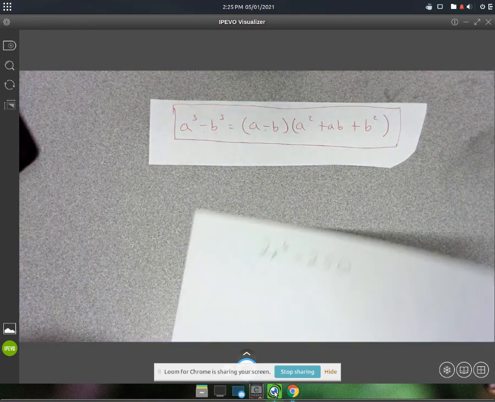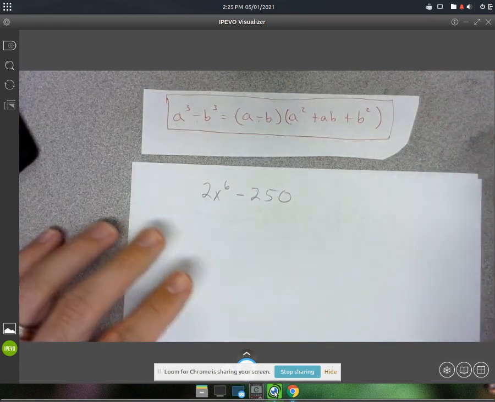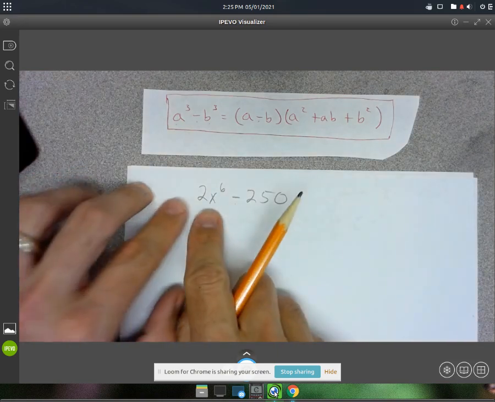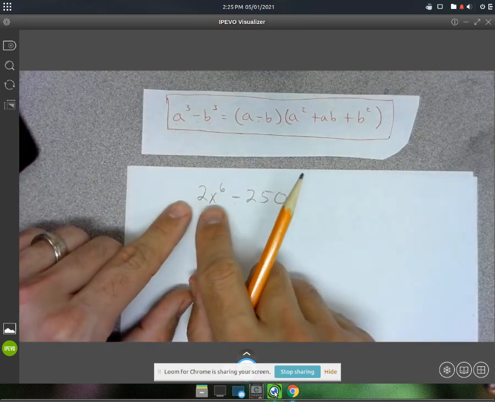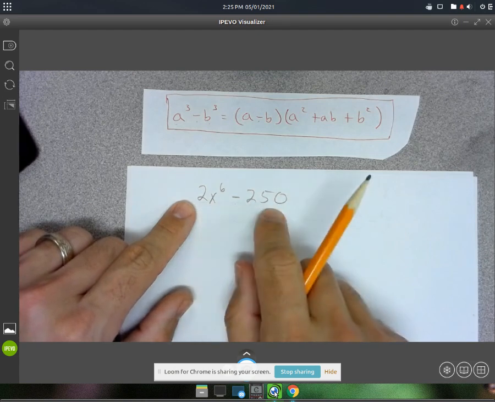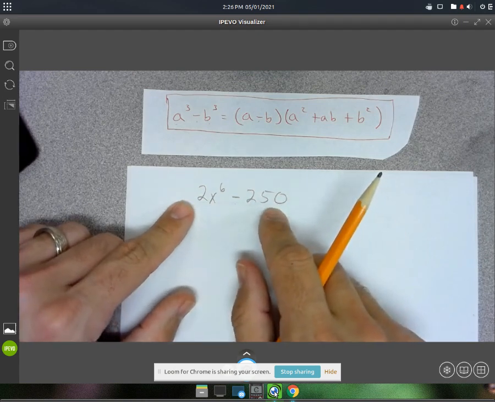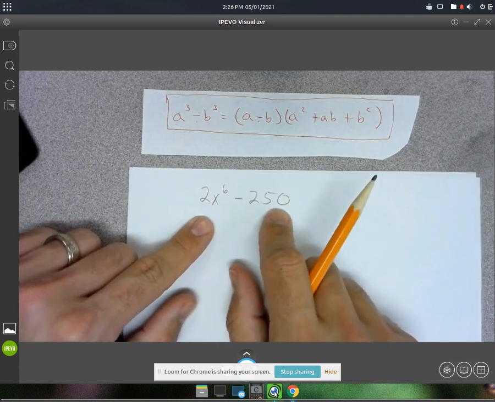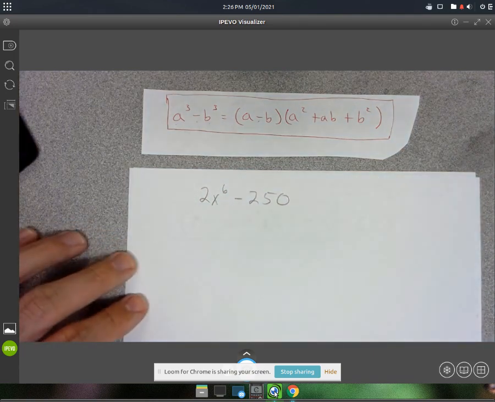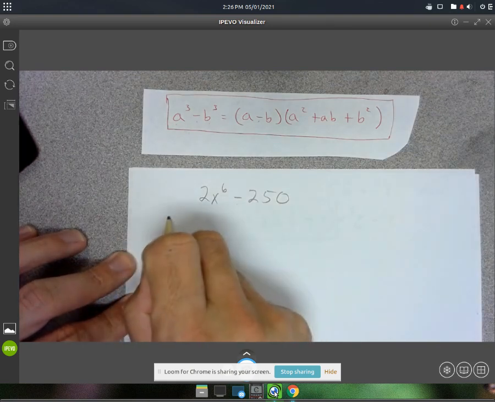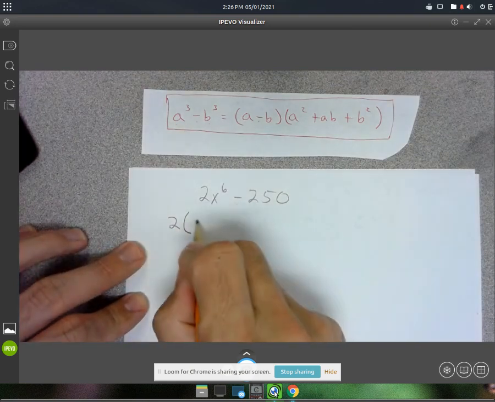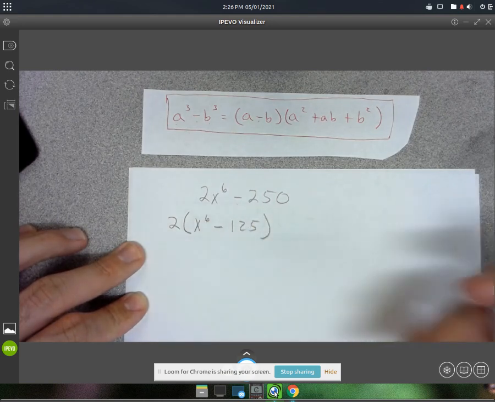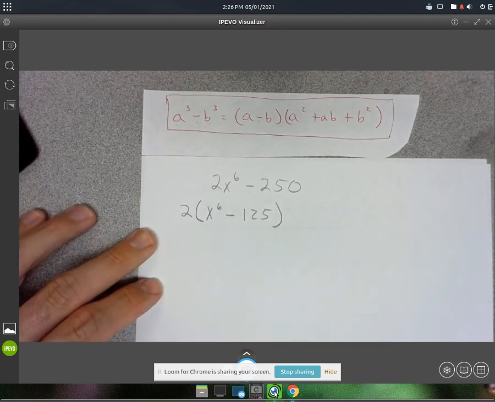All right, one more on this. Again, this is going to be the difference of cubes formula. So we can't start doing it quite yet because 2 and 250 are not perfect cubes, so we can't jump right into it. First thing we need to do is divide by 2, or factor out the 2 technically. So I'm going to put my 2, and then it's going to be x to the 6th minus 125. There we go. This is better.